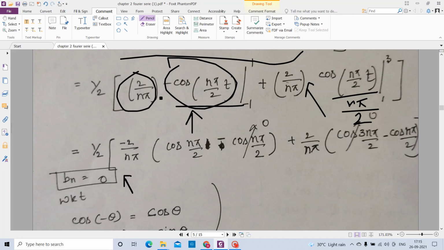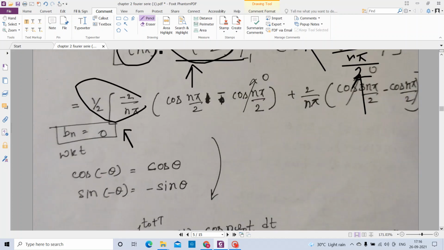See here, cos n pi by 2, here also minus cos n pi. So it becomes 0. Again, here this is cos 3 n pi by 2, here cos n pi by 2, right? So cos 3 pi by 2 is 0, and again cos pi by 2, cos 90 is 0. So this term also becomes 0. This 0 is multiplied with these constant terms, then again we will get Bn as 0.